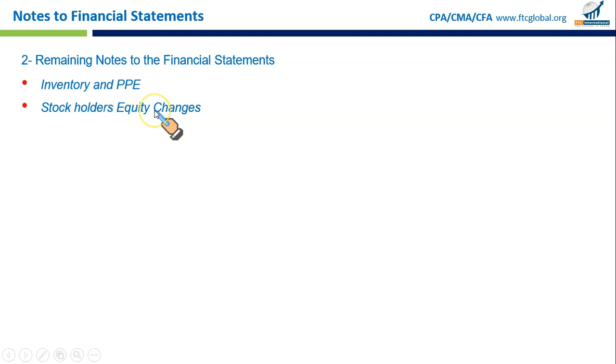Changes in stockholders' equity. This note explains any changes in the ownership equity. I'm sure we have discussed this in the previous classes. This note explains the changes that have occurred in retained earnings and equity. For example, if the company issued new shares or bought back some shares of its own from the market, called treasury stock, they need to disclose these details. Marketable securities.